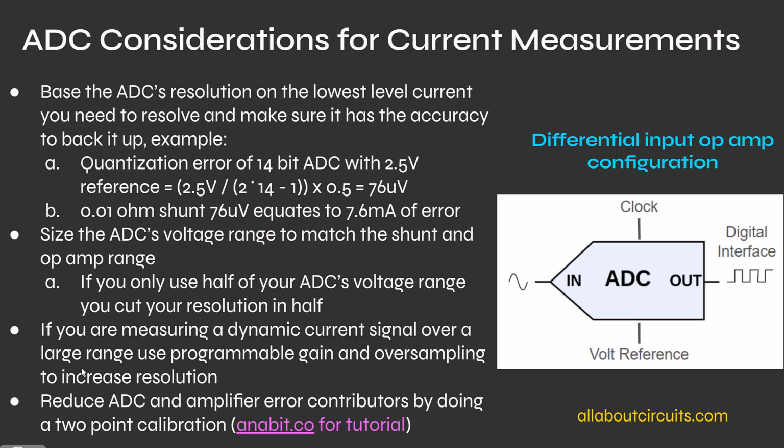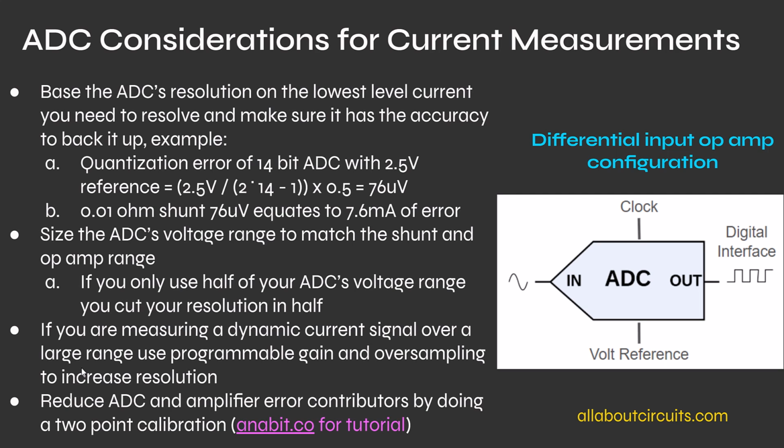Okay, and finally, let's talk about some of the ADC considerations for making high accuracy current measurements. The first thing is you want to make sure you're picking an ADC with a resolution that matches the low-level current you need to resolve, right? And remember, when you're working with an ADC that has a high resolution, make sure that ADC and your circuit in general have the accuracy to back up that resolution. Accuracy and resolution are two different things, but they're related. If you have bad accuracy, then you can't make use of your resolution. It gets buried in the noise floor.